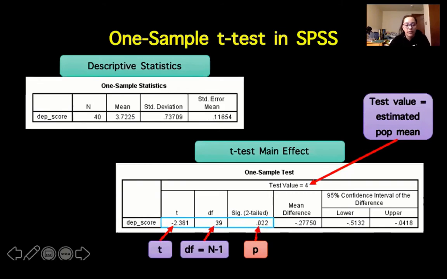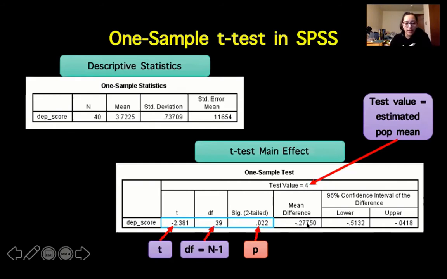So in this case, if we were using a 95% level of confidence, which from this point on is usually what we're working with, just always think, is p less than or greater than 0.05, pretty much. We can see here the exact p-value is 0.022, which is less than 0.05. So we would say in this case that whatever this sample is, they are significantly different from the estimated population mean that we think we had.